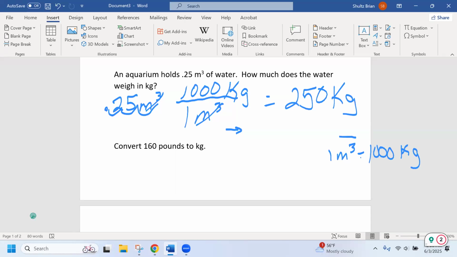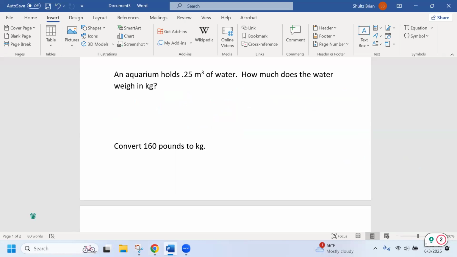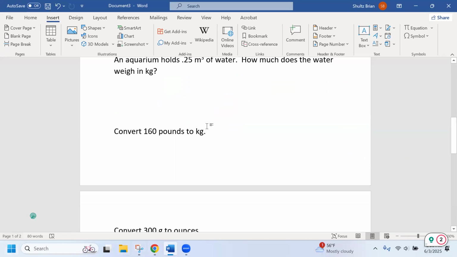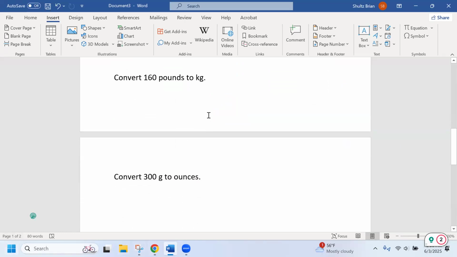That's not too bad. Okay, now let's talk about the next example. Let's change 160 pounds to kilograms. Now we're changing from English measurement to metric. 160 pounds to kilograms.